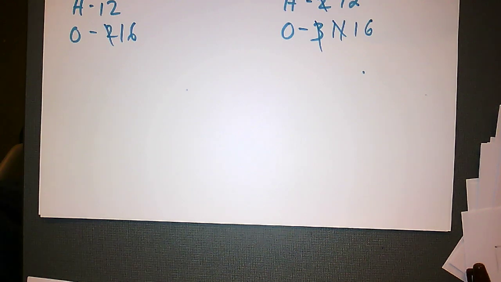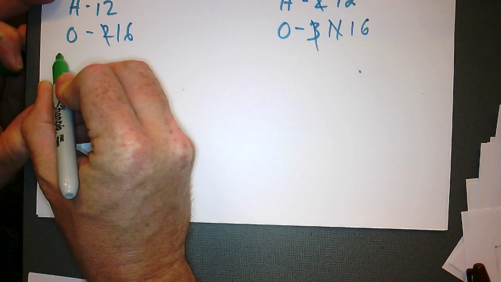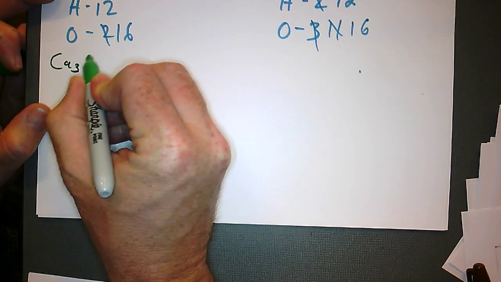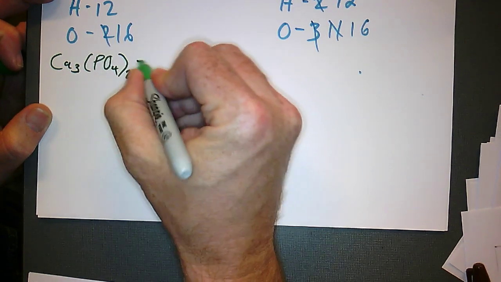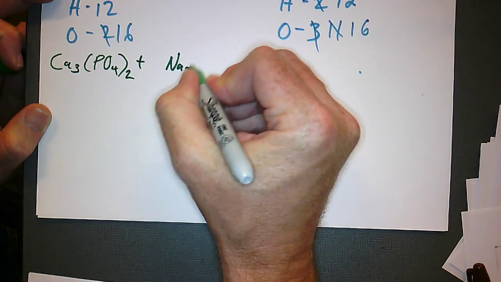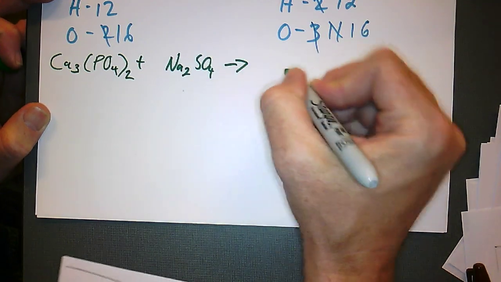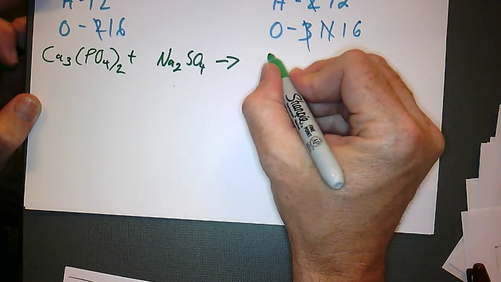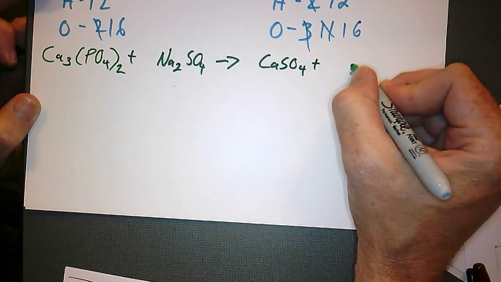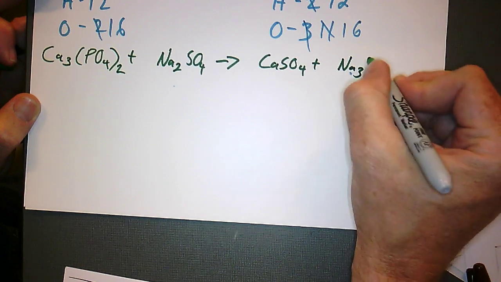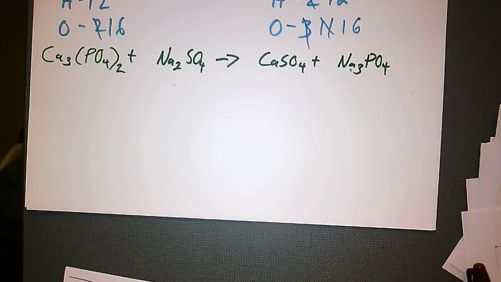All right. So we're going to go Ca3(PO4)2 plus Na2SO4, and that's going to yield CaSO4 plus Na3PO4. Oh, there's a whole lot going on there, isn't there?